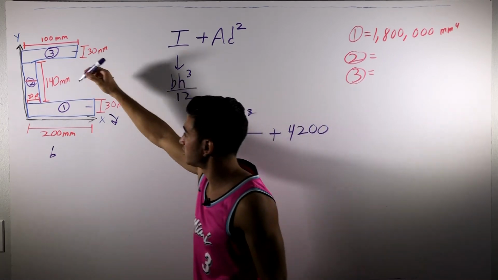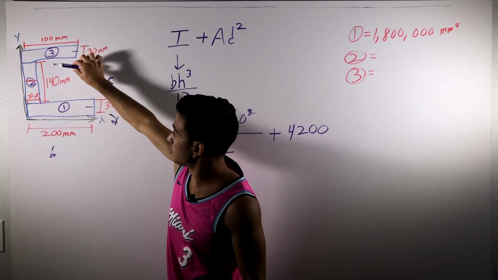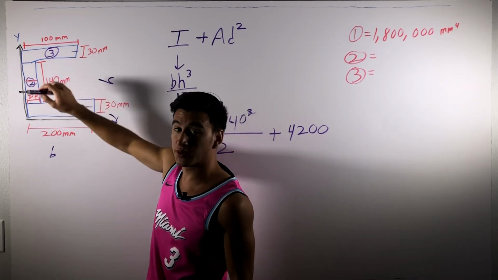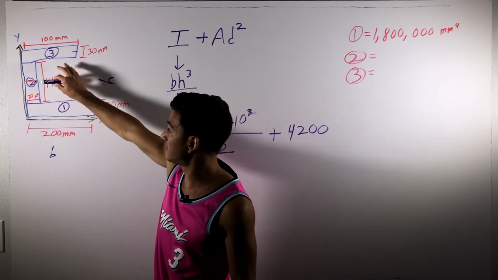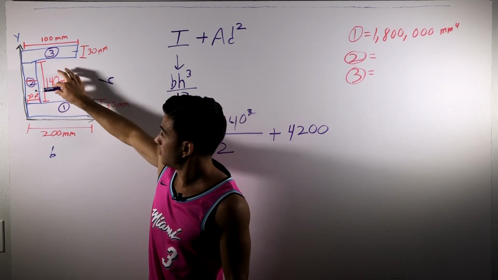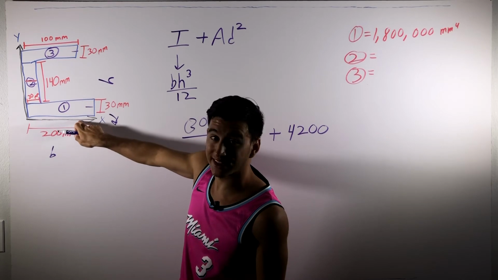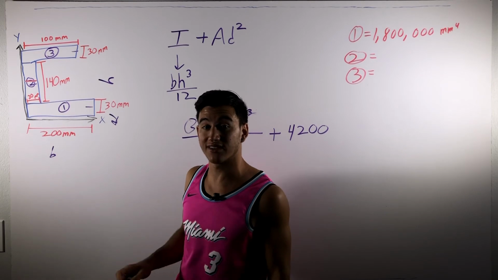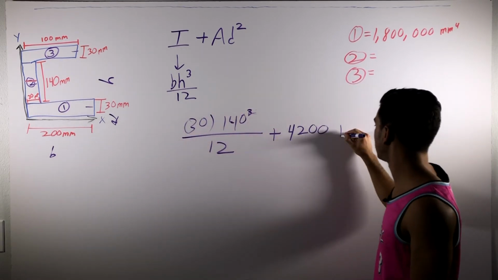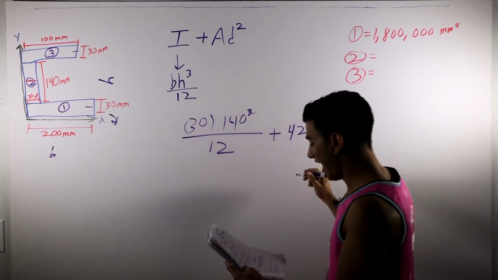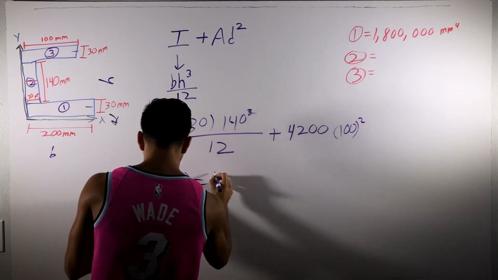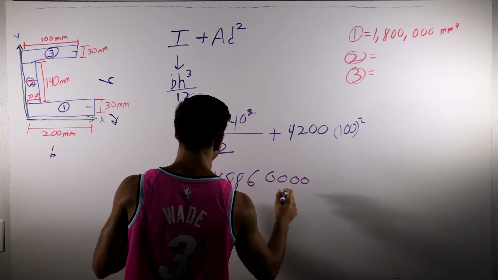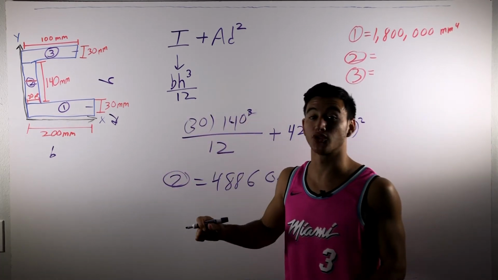And our D is going to be the centroid of this section. So if this is 140, the centroid of just that section would be 70. It's the distance between the centroid and what we're rotating about. So since this centroid is 70, we also have to add this 30 here because we're rotating about the x-axis. So 70 plus 30 is 100. So our D for section 2 is 100. Make sure to square that. And when you compile all these numbers together, you're going to get 4,886,000. So let's clean this up a little bit and work on section 3.